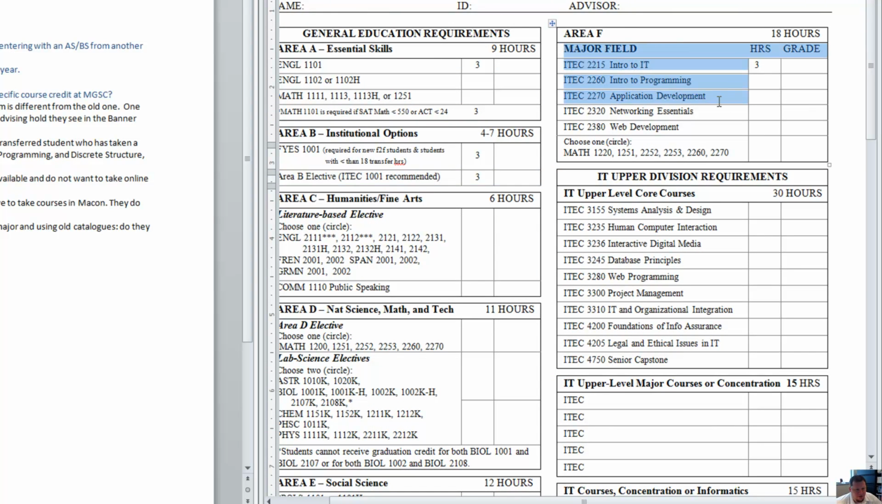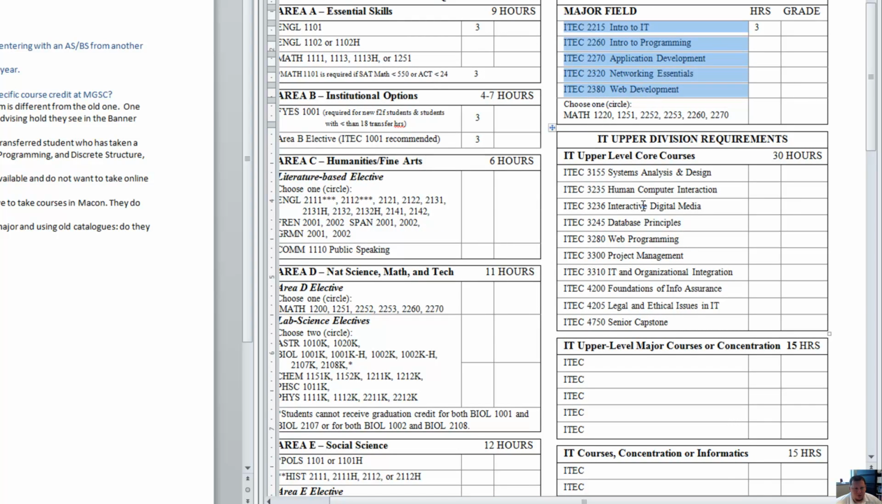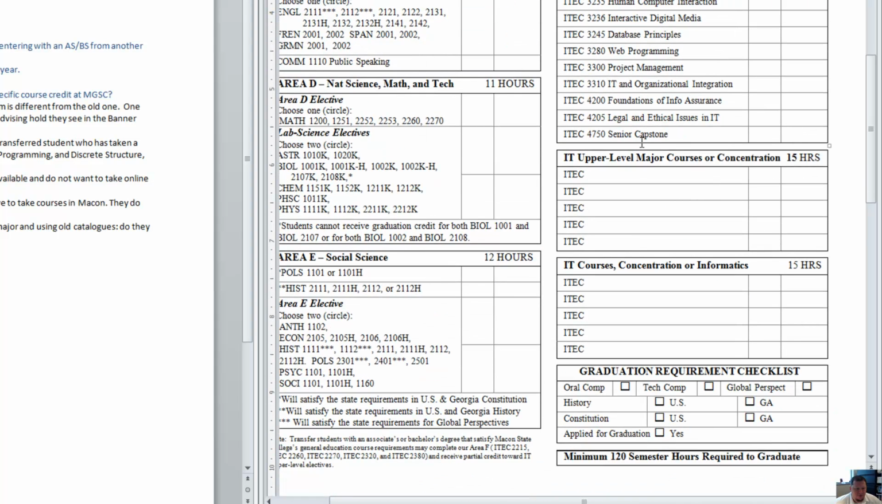Then we get over to Area F. If they have a degree in something other than information technology, they're likely going to have already satisfied their Area F, but they're going to have courses from whatever degree they're coming in, say education or business or whatever it is. What we can do then is take these 5 intro level, 2000 level IT courses. The student will need to take all 5 courses, and they can complete a petition to receive partial credit.